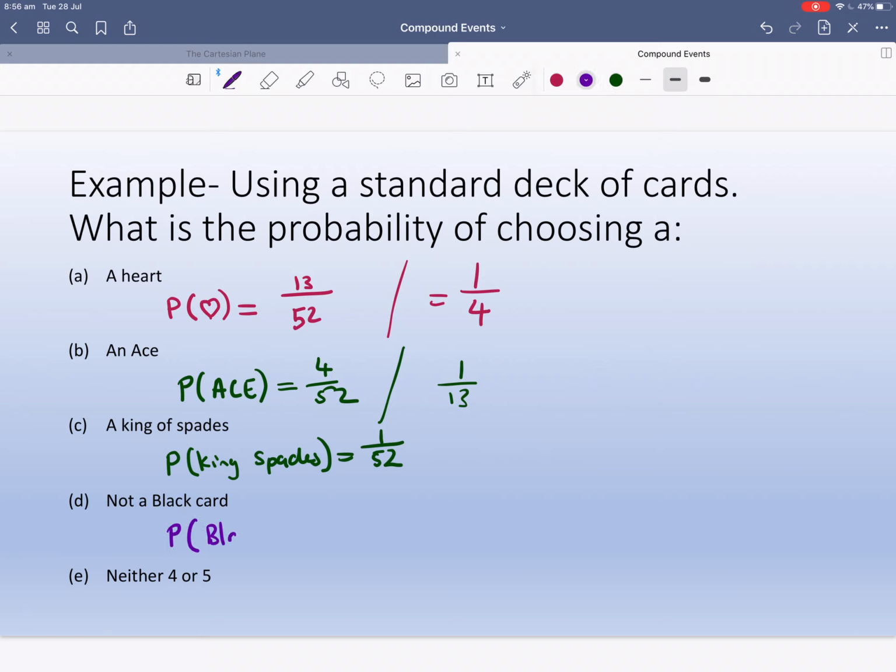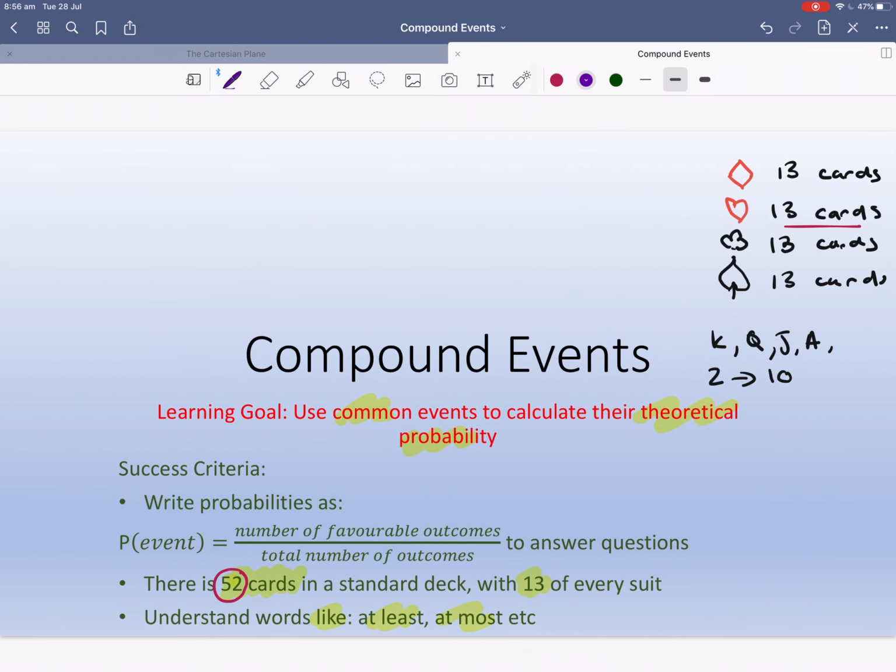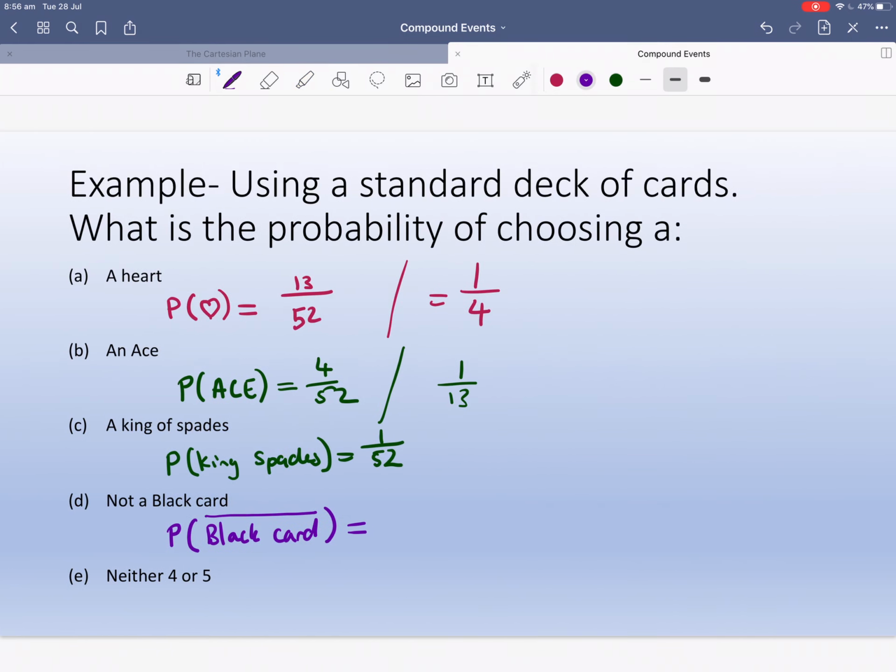Black card. And the "not" is you have to write a hat on it. That means not a black card. So it means the opposite of a black card. So the opposite of a black card would only be a red card. And there's 13 plus 13, and that's 26 out of 52 total, and that simplifies to a half as well, which intuitively makes sense because half the deck is black, half the deck is red.